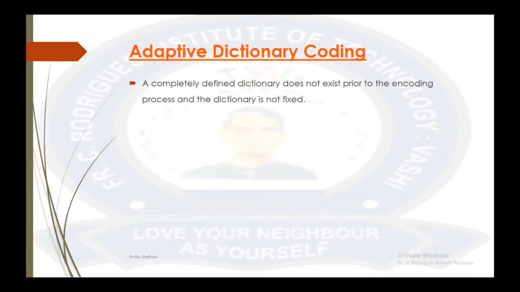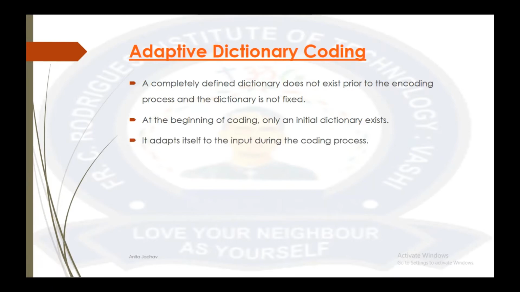When I say completely defined, see the word here. You will have an initial dictionary with you, which will not be called complete, because you will go on changing that dictionary. You will go on adding certain inputs to that particular dictionary. At the beginning of the coding, only an initial dictionary exists. It adapts itself to the input during the coding process. So as and when your data comes, the dictionary might change, the index might change, the entries might change.